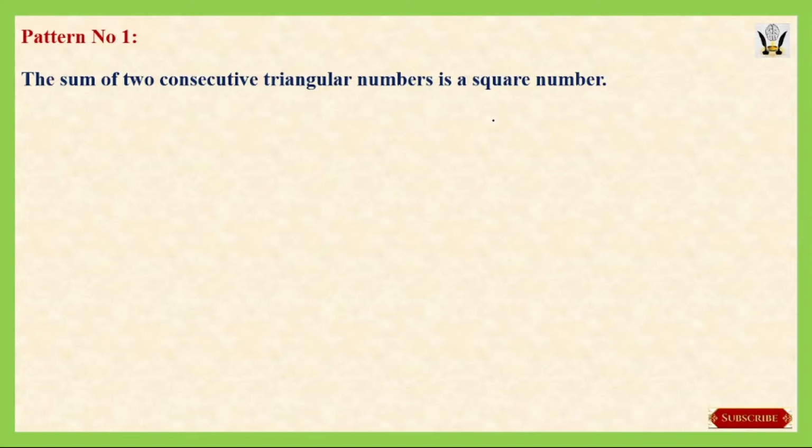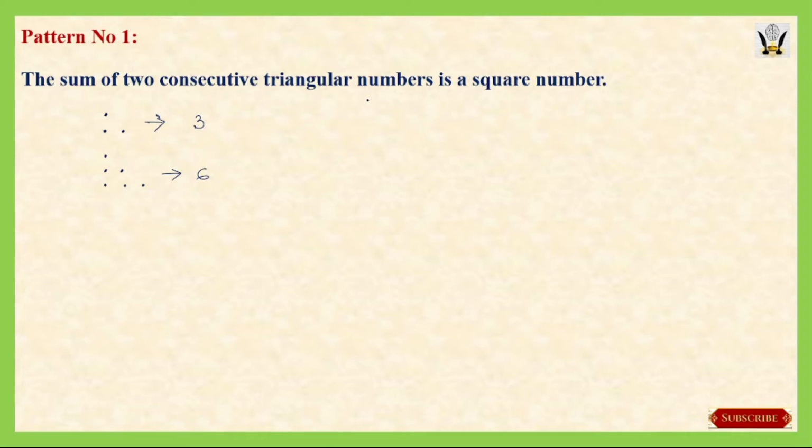Now the first pattern of square numbers says that the sum of two consecutive triangular numbers is a square number. We already know what a triangular number is. This is a triangular number, and how many dots are there? We can see here that there are three dots. So this triangular number represents 3. The next triangular number has 6 dots or 6 elements, so it is 6.